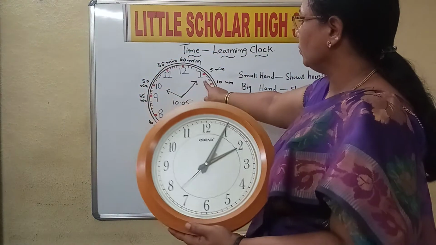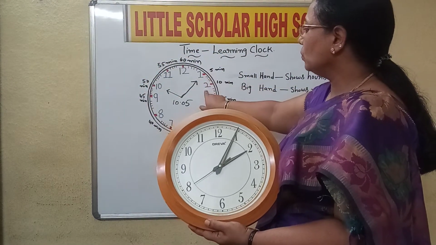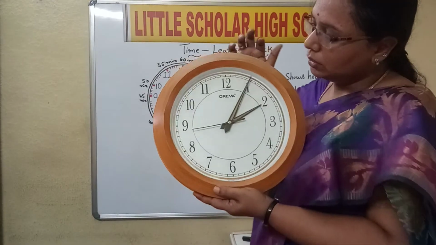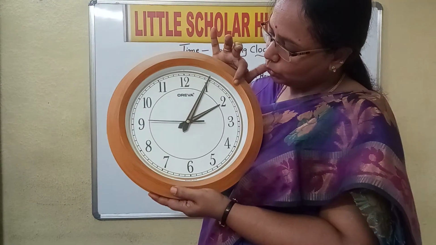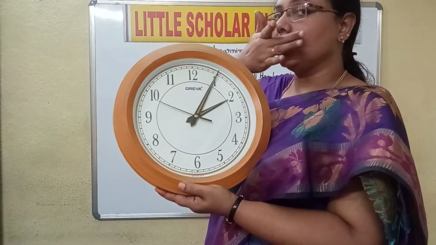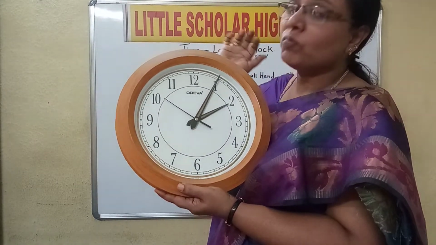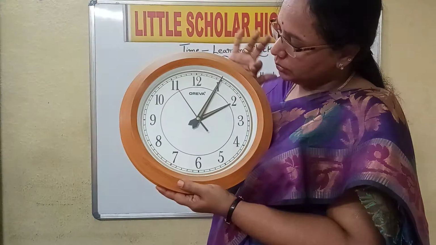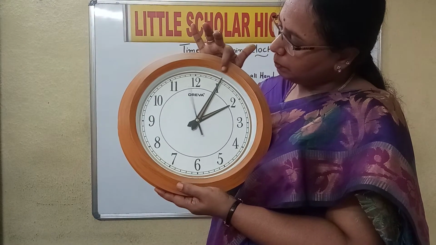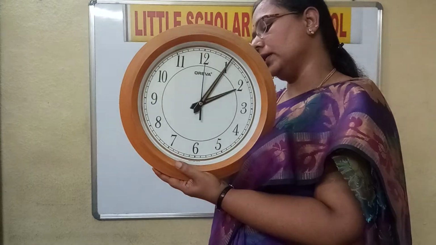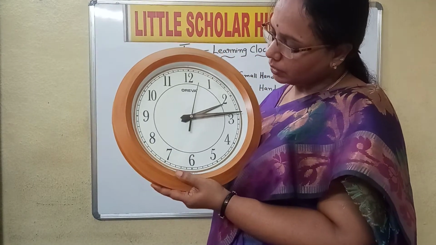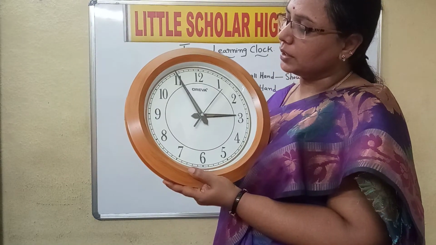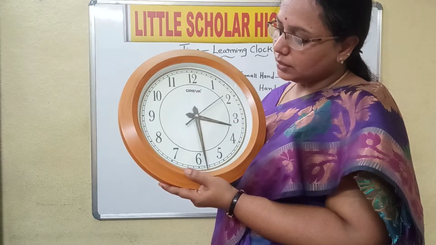5 past 2. Because 1 will tell you 5 minutes, 2 will tell you 10 minutes, 3 will tell you 15 minutes, like that. So we can say 2:05. One way of saying the time is 2:05. The other way of saying the time is 5 past 2. Clear? Now let me do one more. So always remember that one number will represent 5 minutes.